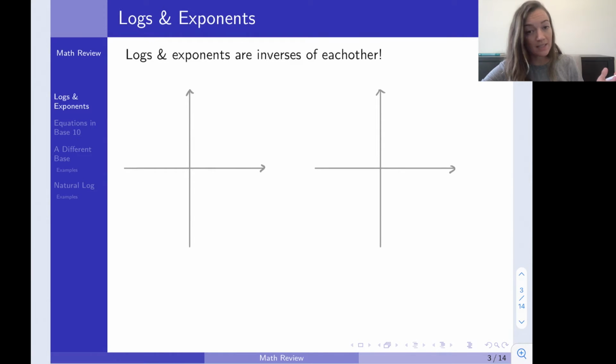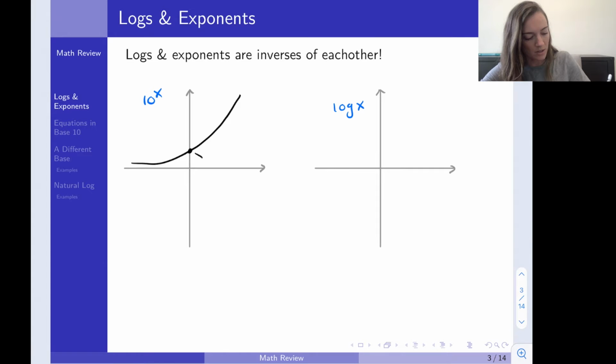Okay, so since they're inverses, if I were to draw, let's do 10 to the x and then log of x. So this graph is the exponential. This would look like that, and it's going to cross at y is equal to 1, x is equal to 0 there. And then the log graph looks exactly the same, but flipped. So this one crosses at x is equal to 1.